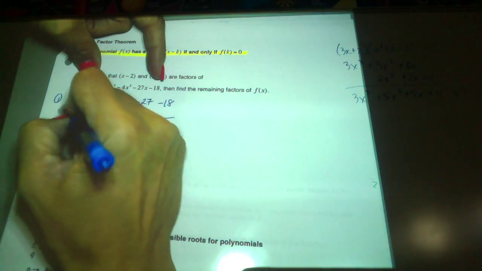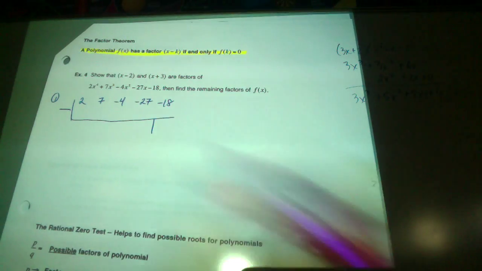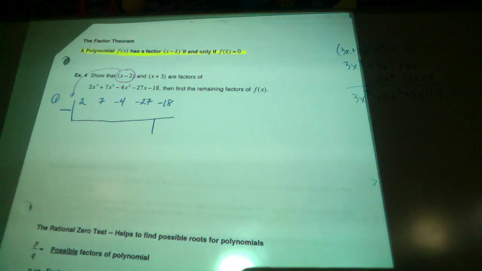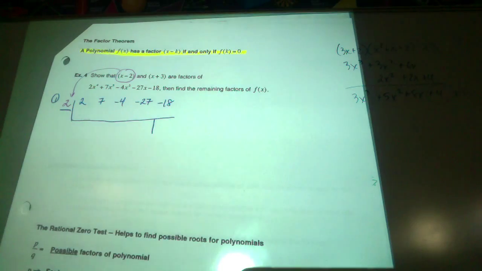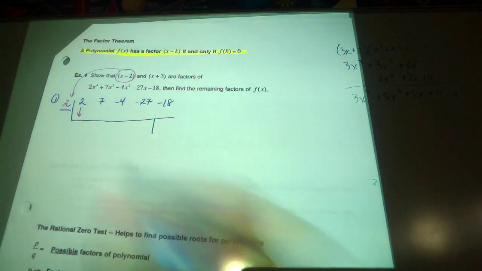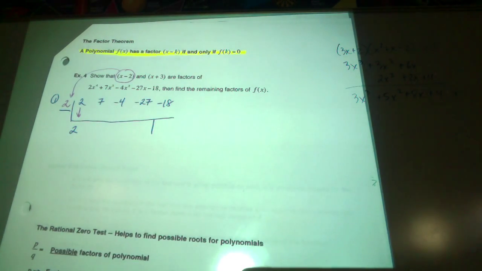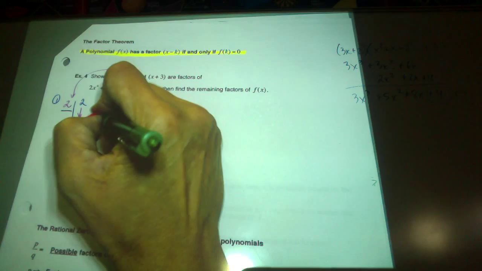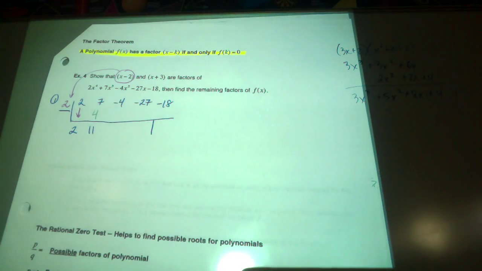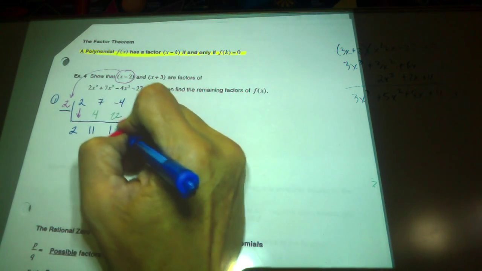Here's your L and your shelf. So if I'm going to start with x minus 2, what do I put on the shelf? +2, the opposite sign, right? That is written as a binomial factor. So then bring down the first number and start your multiplying. 2 times 2 is 4. Add down, we get 11. 2 times 11 is 22. Add down, I get 18.